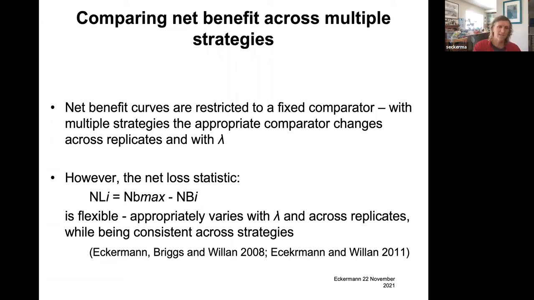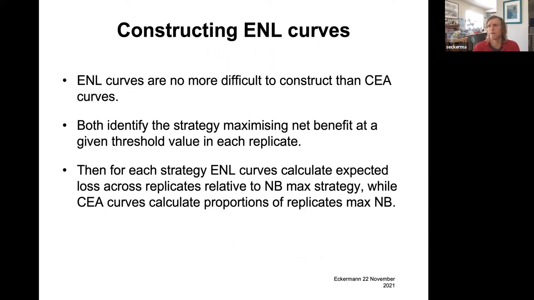And importantly, that statistic is flexible, that appropriately varies with the threshold value and across replicates while being consistent across strategies. So we get coverage and comparability. And most importantly, the comparability is robust here. They're no more difficult to construct than cost effectiveness acceptability curves, because in both cases, you need to identify the strategy maximizing net benefit in any given replicate. And then for the expected net loss curves, you need to calculate for each strategy its expected net loss, in other words, the loss across 1,000 or however many replicates you've got relative to that net benefit maximizing strategy. For the cost effectiveness acceptability curves, it was simply the proportion of times that you maximize net benefit.